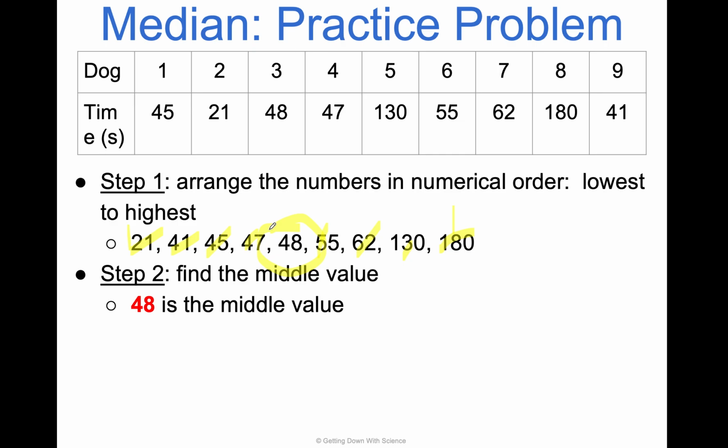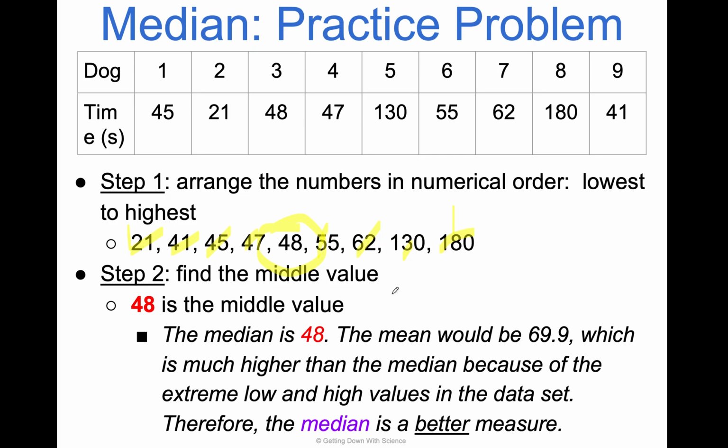But 48 is the middle value. I find it easiest to cross them out, 1 and 1. If you're left with 2 in the middle, you would average them. So the median's 48. This would mean that the mean of 69.9 is a much higher value than the median, because of the extreme low and high values of the data set. Therefore, the median is a better measure of our central tendencies. It gives us a better idea of what's going on inside the data.